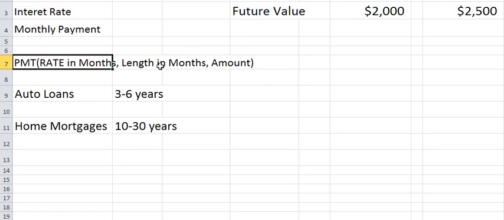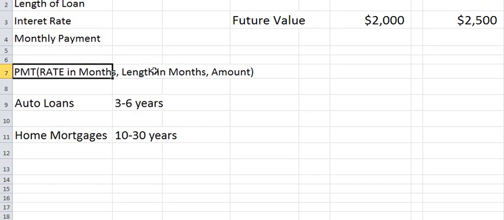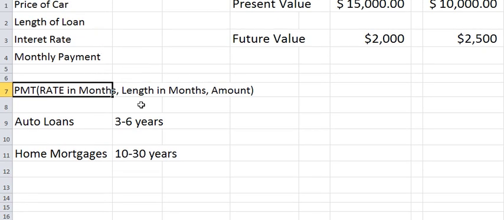The length, even if it gives you in years, you need to convert it to months. For example, I remind you that auto loans are typically between 3 and 6 years. So what is 3 years in months? Well, that's 36 months, up to 5 years would be 60, 6 years would be 72 months. Just make sure this is months. They have to agree in the same terms. So if this is months, this has to be months.